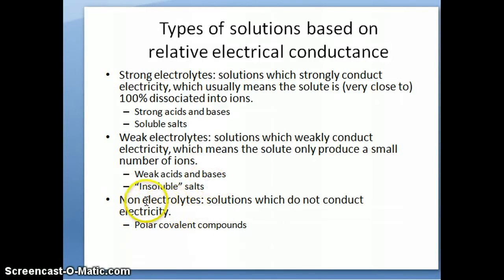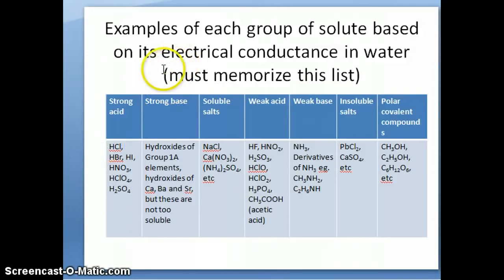And then of course you have non-electrolytes. These are basically things that dissolve, but they don't conduct electricity. The compounds that belong in this category are all your polar covalent compounds. Earlier we gave methanol as an example of a polar compound, or sugar; both are polar covalent compounds that dissolve in water. Neither of those solutions will conduct electricity when you do an experiment like the one I showed earlier. So let's take a look at various examples of strong electrolytes, weak electrolytes, and non-electrolytes.